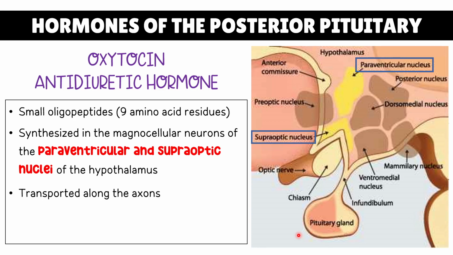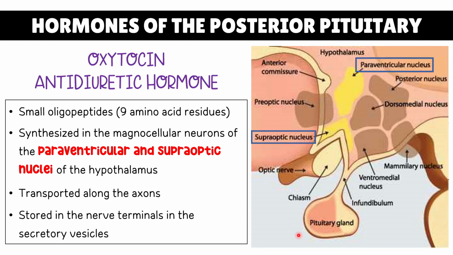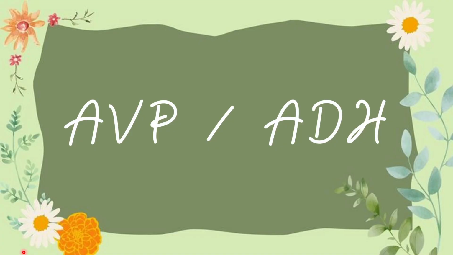Again, they are transported along your axons going to your posterior pituitary gland, and as long as there are no stimuli, they will just be stored in your nerve terminals, specifically in your secretory vesicles. Being peptide hormones, as we discussed in the introduction to hormones topic in our lecture period, all of your peptide hormones have their storage inside the secretory vesicle, where the final cleavage of the active hormones is done. As long as there are no signals or it is not needed, it will just be stored there inside your secretory vesicles. So now let us discuss your AVP or your ADH.